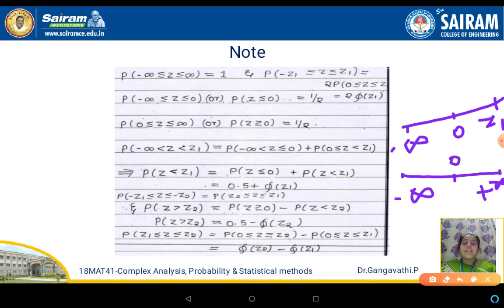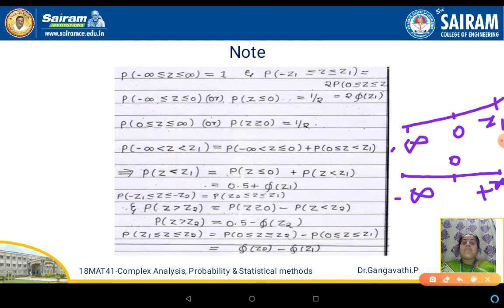That is what the fourth expression tells you, which implies P of z less than z1 can be written as P of z less than or equal to 0 plus P of 0 to z1. We know that P of z less than or equal to 0 is nothing but half, as we discussed in the second expression. Plus P of 0 to z1 can be written as P of z less than z1, which has been taken as phi of z1.